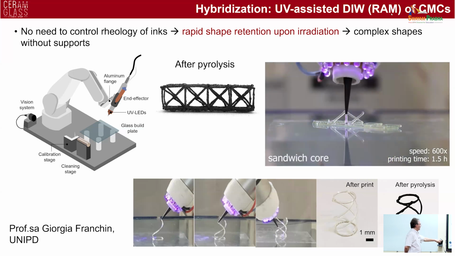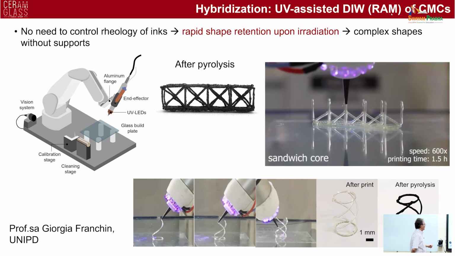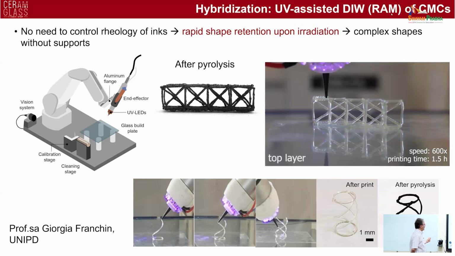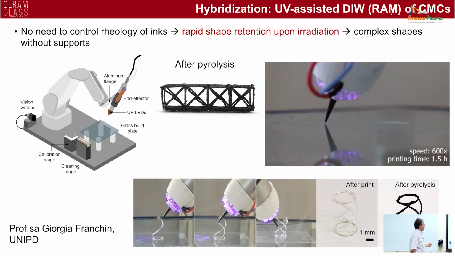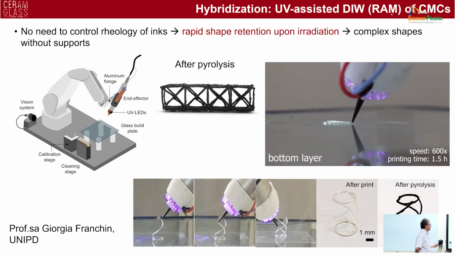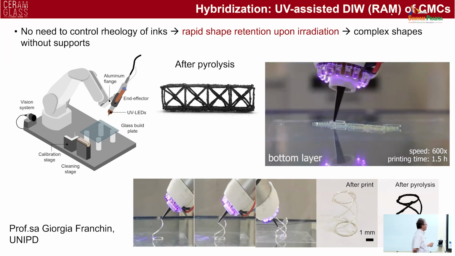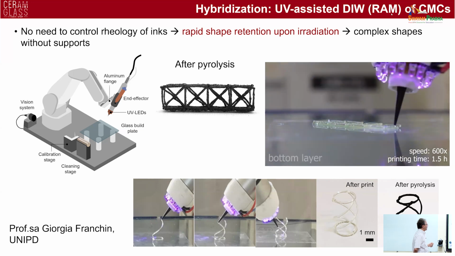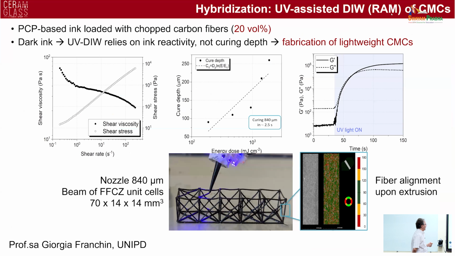So my colleague, Georgia, wanted to print a composite structure using, in this case, chopped fibers, and using a robotic arm, like I showed you before, in order to achieve structures like sandwich panels that you wouldn't be able to obtain by conventional printing. And she was able to add up to 20 volume% of carbon fibers and still obtain a cured system.